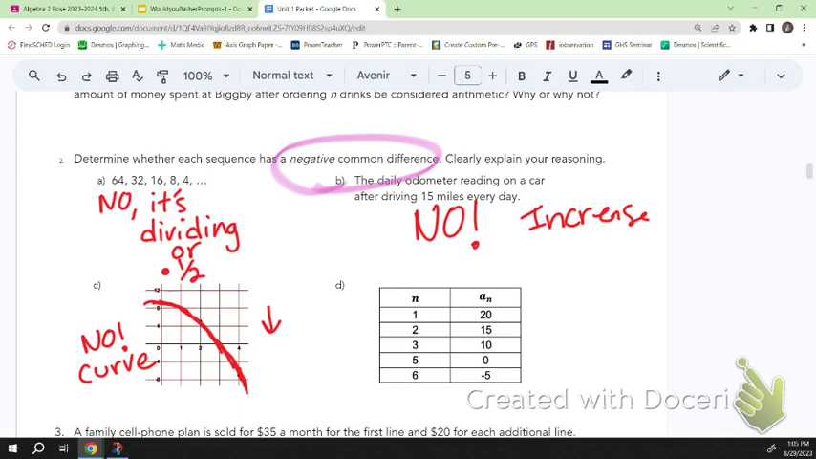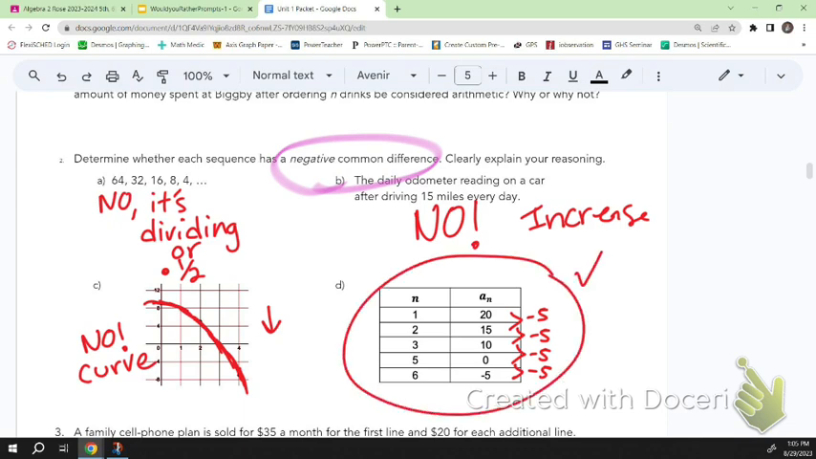Okay, how about D? Is that an example of negative common difference? Yes. Down 5. Down 5. Down 5. This is the only one. This is a negative common difference. Yay, that's the only one.